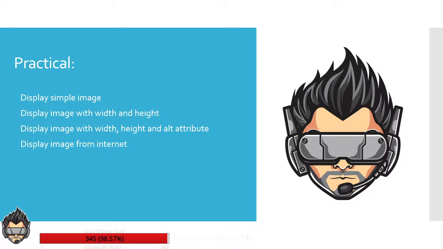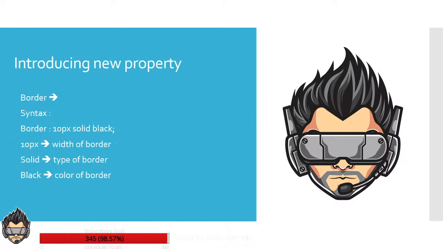So we got to know how to display an image from the internet. We put the alt attribute. What if the image is not being displayed on the screen? You go with the alt attribute and say that this was the image that was there before.